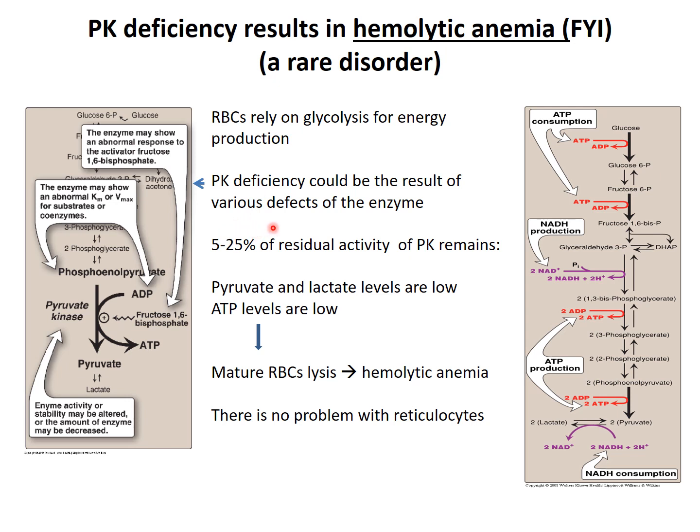If you have more than 25% of PK in the cells, that's a lesser problem. There is no problem in reticulocytes. Why? Because reticulocytes have mitochondria, which means that lactate will not be produced, but pyruvate will go to the mitochondria and much more ATP will be produced. So even in patients with PK deficiency, the disease will not manifest itself at the reticulocyte level, just only when the red blood cells mature.